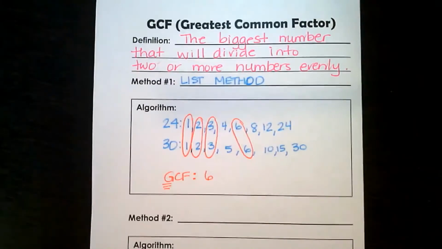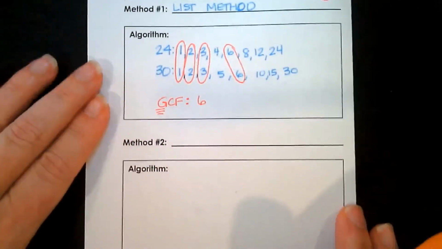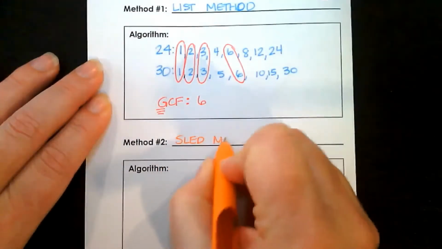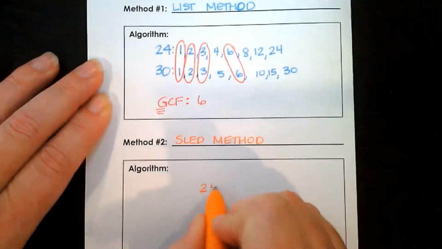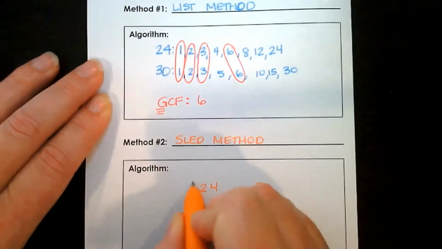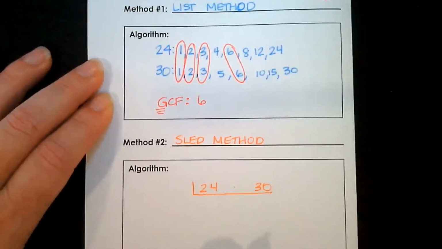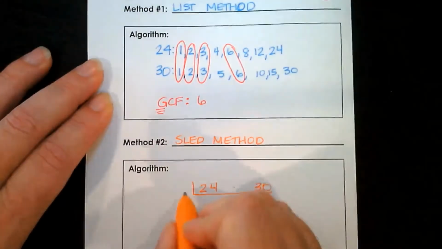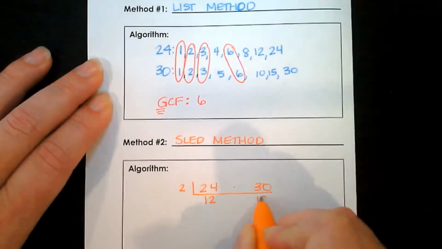All right, the second method I'm going to show you, and I'm going to do it with the same numbers so you can see, is called the Sled Method. In the Sled Method, we still have those same two numbers, 24 and 30, but I'm going to sit them on a sled. And then I'm going to start looking for factors that they share in common. So I know that 24 and 30 are both even, which means that 2 is a factor. 2 goes into 24 12 times and into 30 15 times.